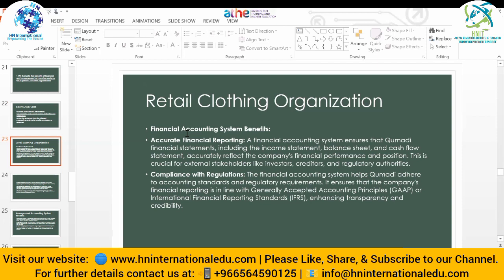The second benefit is compliance with the regulations. The financial accounting system helps Qmade adhere to accounting standards and regulatory requirements. It ensures that the company's financial reporting is in line with the generally accepted accounting principles. Now, this is the overall GAAP, a term, generally accepted accounting principles, which all the world's international standards have to meet. For example, the IFRS as well, International Financial Reporting Standards. These basically enhance the transparency and credibility of the organization, even if it is on a national level, a domestic level, or a multinational one as well.